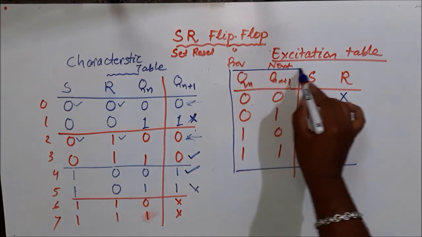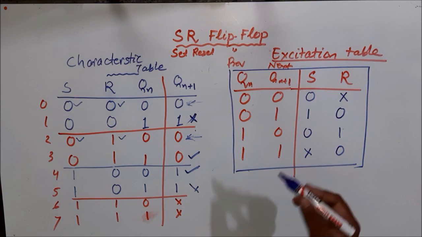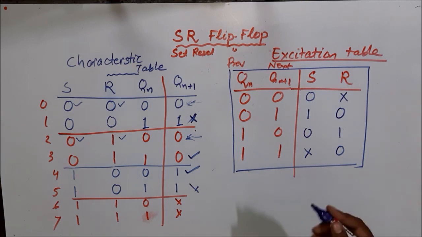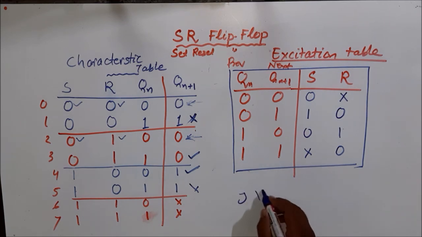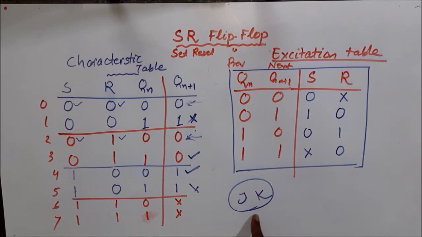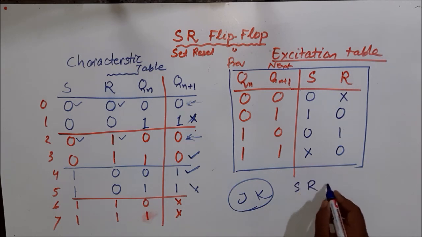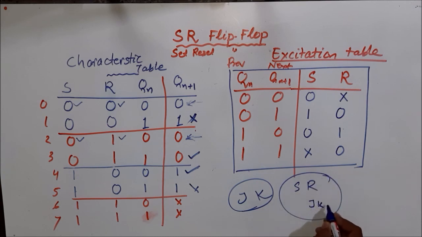Using this excitation table, we can convert one flip-flop to another flip-flop. In the next class, we will study the JK flip-flop. The JK flip-flop actually takes the circuit of the SR flip-flop. That means SR is my superset and JK is my subset. To develop a JK flip-flop, we have to use the SR flip-flop. In the SR flip-flop, due to some condition, we get an invalid condition, and to overcome that, we go for the JK flip-flop. Okay, thank you so much.